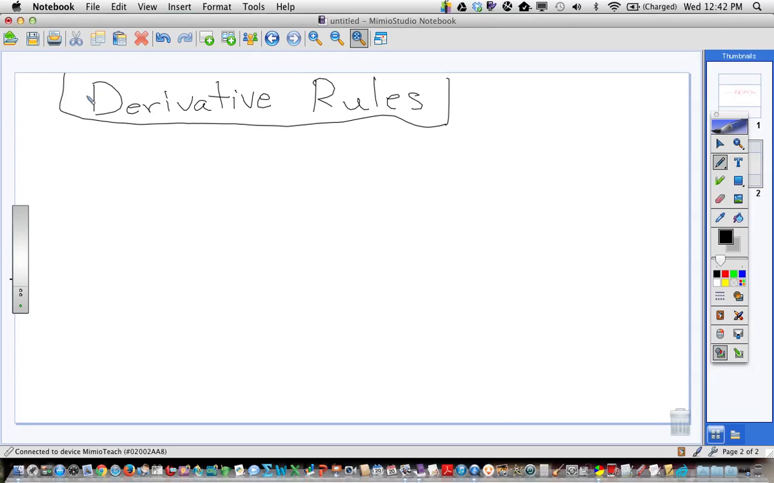And there'll be a part of our next quiz that will involve doing some derivatives with these rules. We had a couple on the quiz yesterday, but not too much.